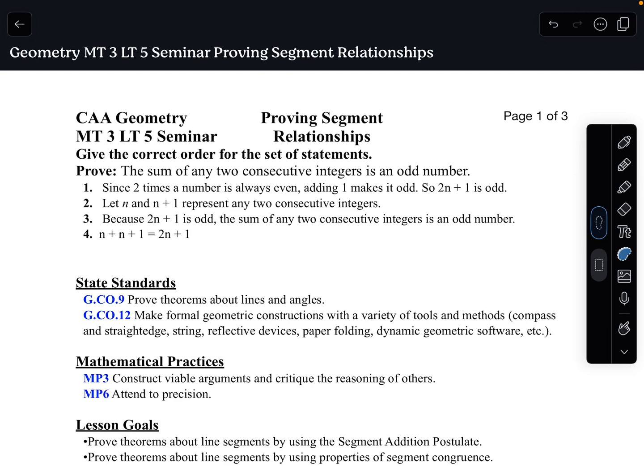Let's take a look at your MT3 LT5 seminar on proving segment relationships. First thing, we're going to do a proof that has nothing to do with segments as a warm-up. I just want you to put this proof in order. Go from the beginning to the end. You should start with your given and end with what you're trying to prove.